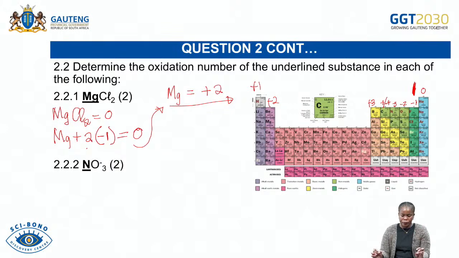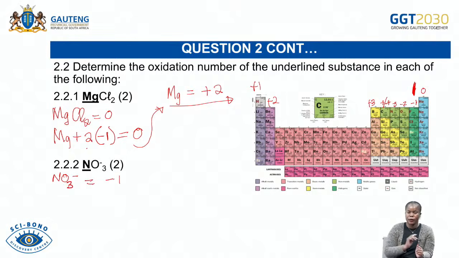And then we are now looking at a polyatomic ion. So we've got NO3 minus, and we are looking for the oxidation number for nitrogen. So what do we do? We equate it, because it's an ion, the oxidation number is equal to its charge. So this has to be NO3 minus is equal to minus 1.